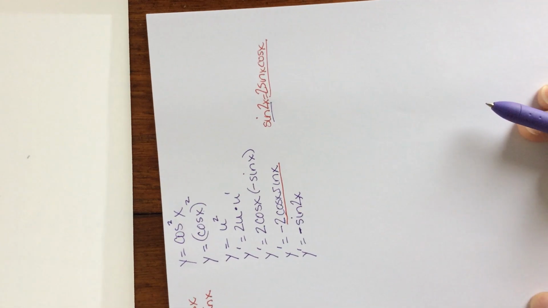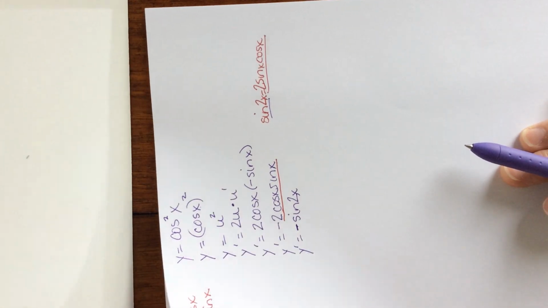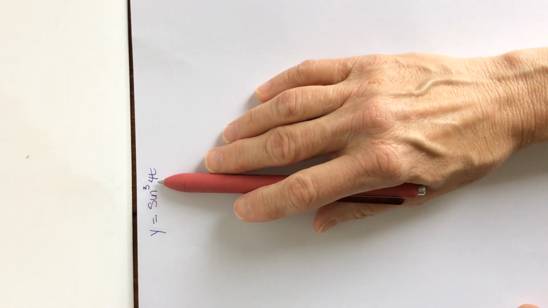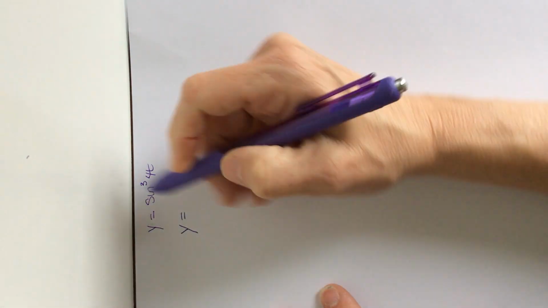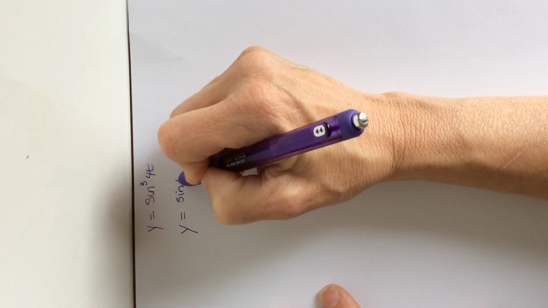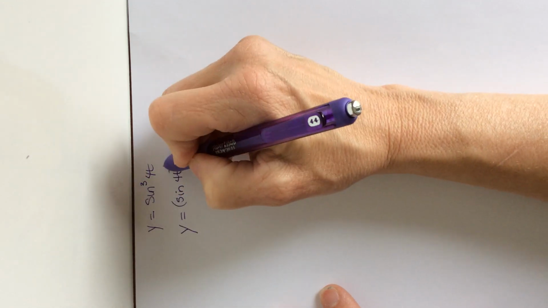All right. Sorry about that. Let's move on to our next example. This example is very similar to the last example in terms of you've got this sine cubed of 4t. And I would rewrite this first as y equals the sine of 4t to the third power.